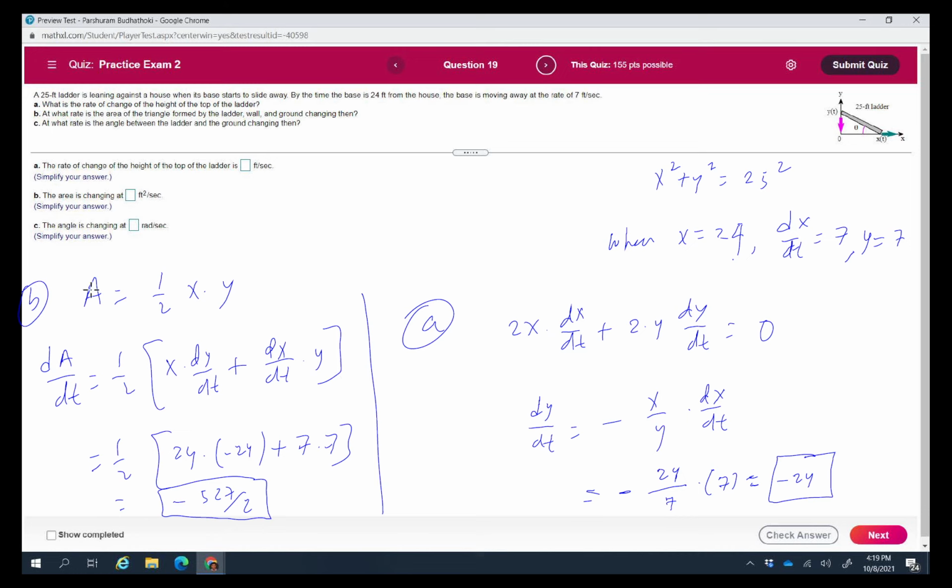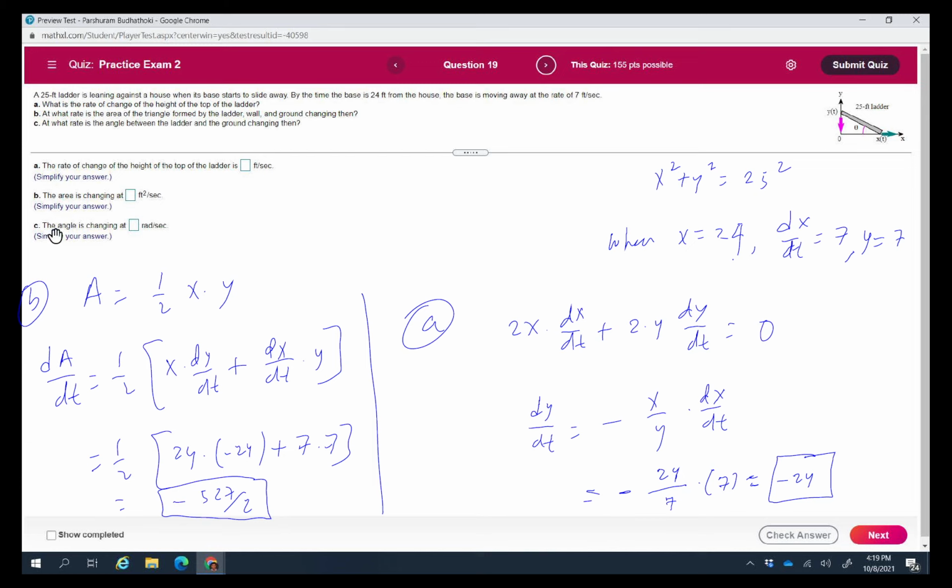And now since we would like to find the rate of change of area when x is 24, the rate of change of x is 7, the y is 7, and the rate of change of y with respect to time is negative 24, we plug all these values back here, and after simplification, it will be negative 527 over 2 feet squared per second. Again, the area is decreasing. As the height decreases, the area decreases.